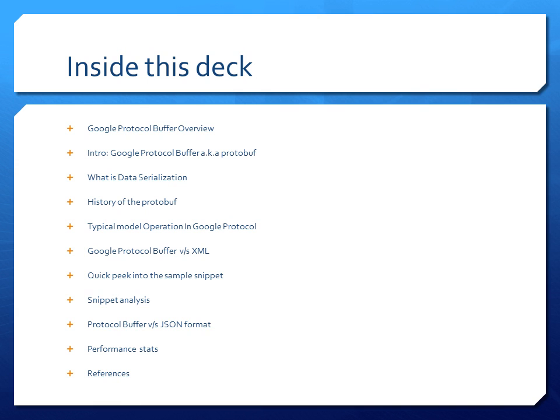What you will find in this presentation is that we are going to do a quick overview of what the Google Protocol Buffer is, an intro into what it is and where it came from, a quick overview of data serialization, the history of the protocol buffer, typical model operation in using the protocol buffer, how the Google Protocol Buffer compares with other formats, namely versus XML, a quick sample snippet of using a protocol buffer versus some XML, some analysis on that, then comparing the protocol buffer with JSON, and some performance statistics as well.